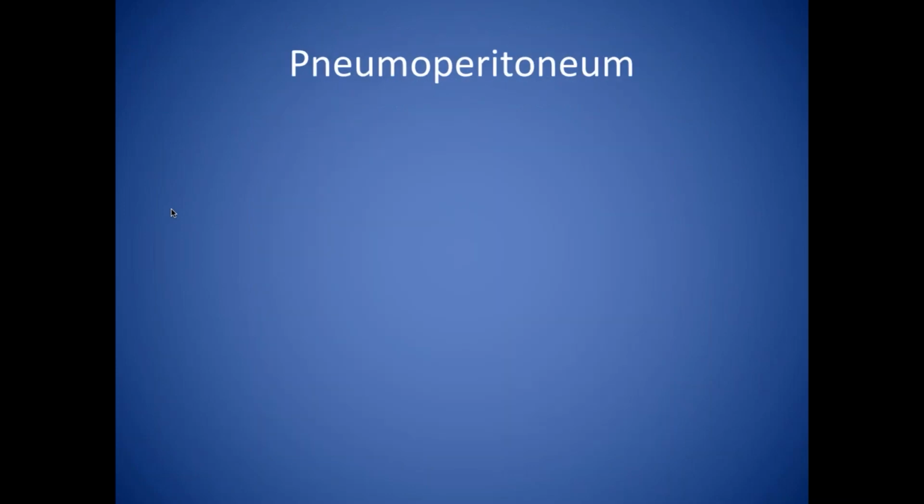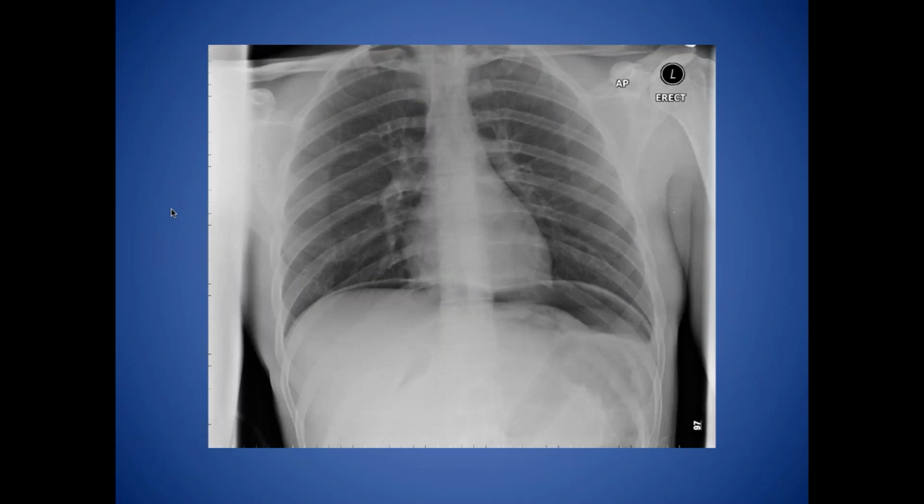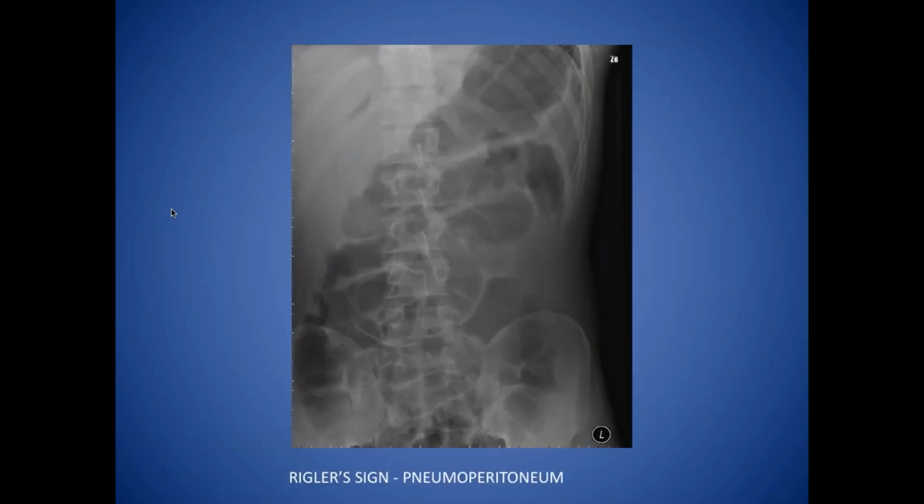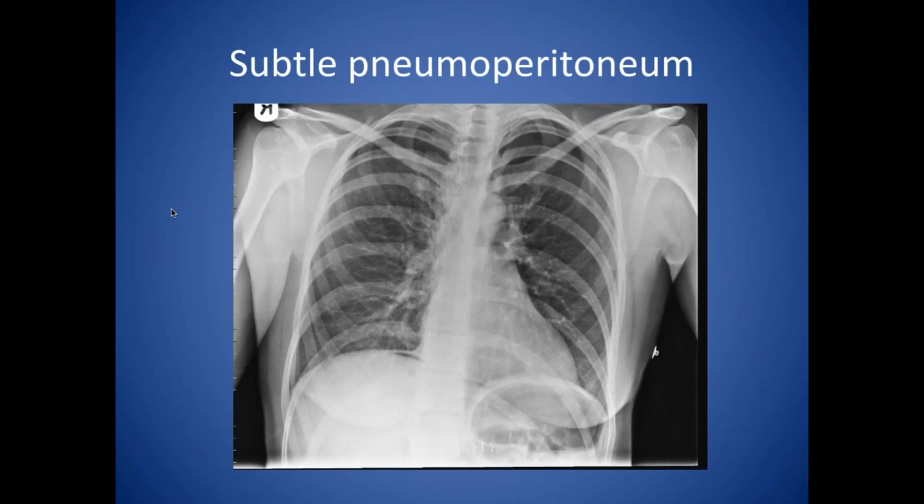Pneumoperitoneum, we need to look below the diaphragm on ITU films just as much as we do on ordinary films in the department. And this is a clear and obvious case of pneumoperitoneum, leading, when you look at the abdominal film, to the detection of Rigler's sign. Note also the triangle of gas which is projected over the right upper quadrant.